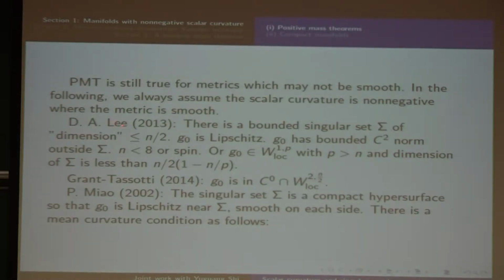Well, before Lee, Mel has proved the following things. Here the dimension of the singular set is small. Here the dimension of the singular set is large, in the sense that it's an embedded hypersurface. Mel assumed that the metric is Lipschitz. So we have a compact hypersurface, sigma. The metric is smooth here, up to the boundary.